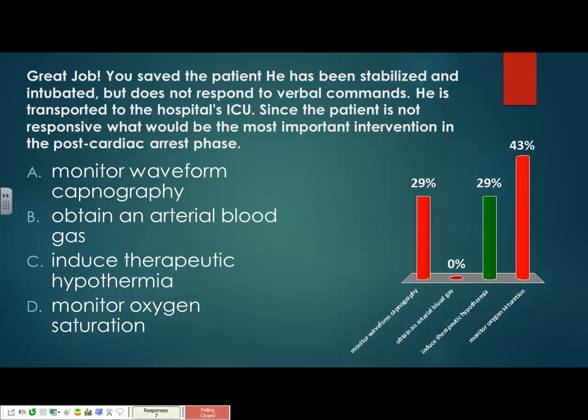What type of cardiac arrest patient qualifies to be cooled down? Has to be a witnessed arrest, and it has to be a VFib, VTach arrest with defibrillation. All right.